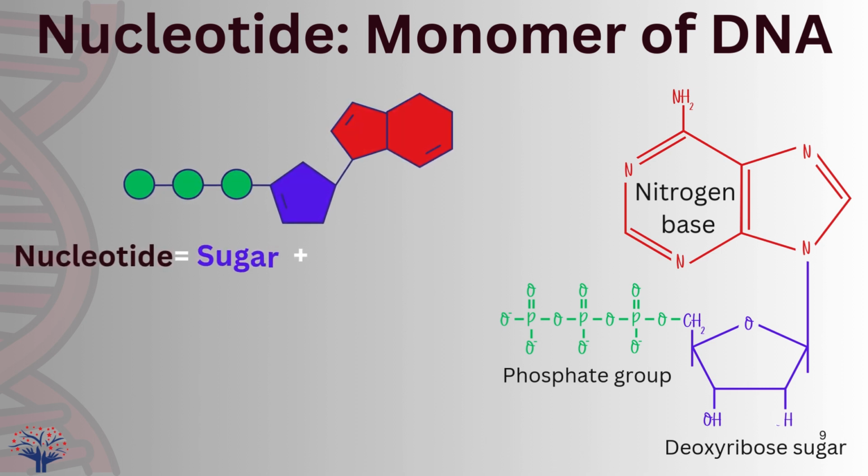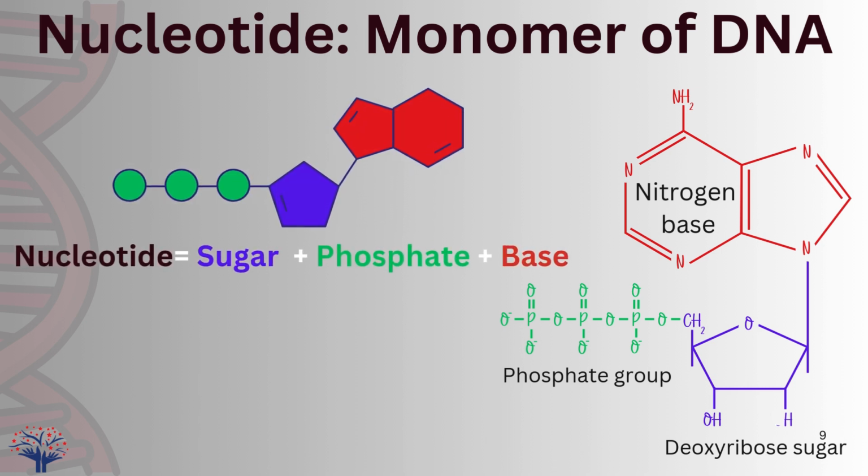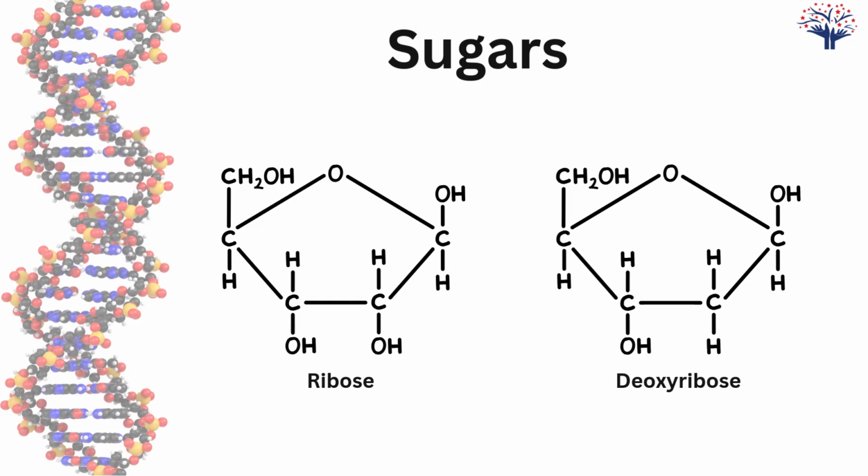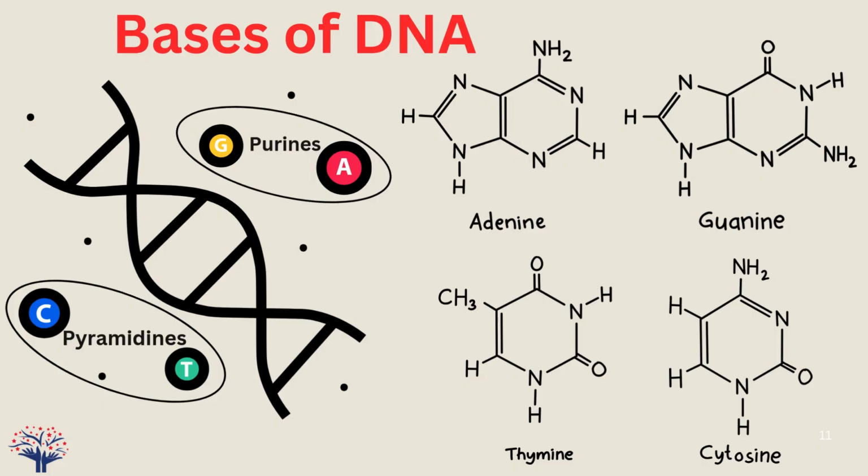Nucleotides are the basic building blocks of nucleic acids, such as DNA and RNA. Each nucleotide consists of a sugar molecule, a phosphate group, and a nitrogenous base. Sugar can be ribose in RNA or deoxyribose in DNA. The nitrogenous bases in DNA are of four types, namely adenine (A), thymine (T), cytosine (C), guanine (G).